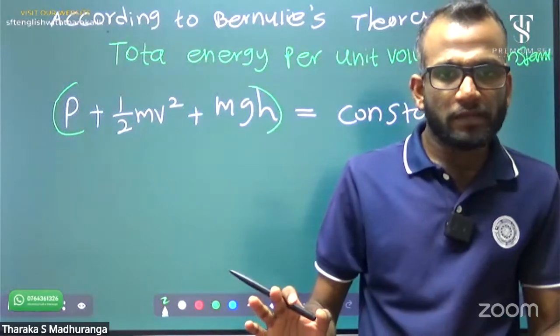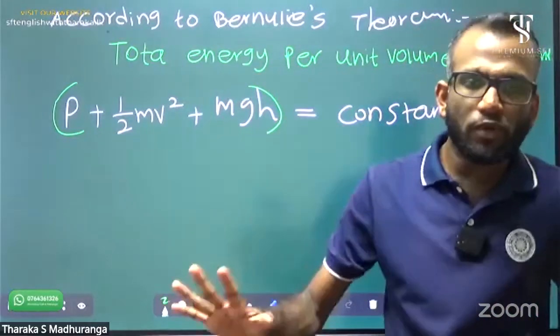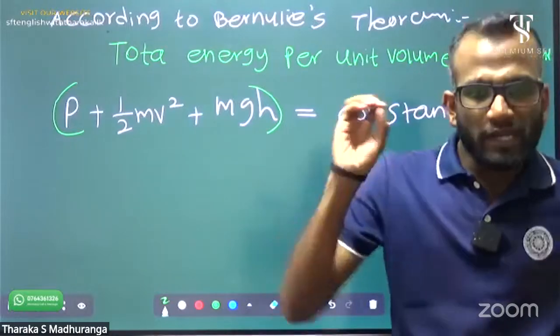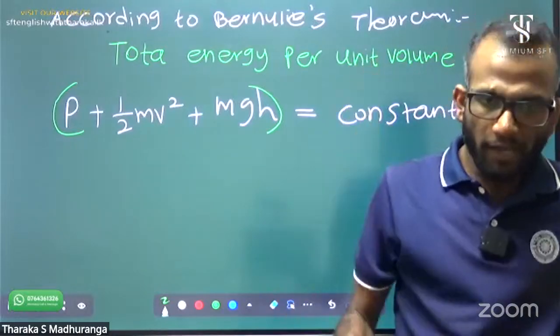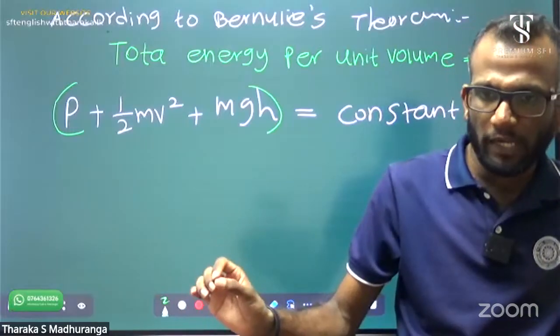Just a simple idea. According to Bernoulli's theorem, the total energy per unit volume is a constant value. Total energy means pressure plus kinetic energy plus potential energy, right? Per unit volume, I will explain now.